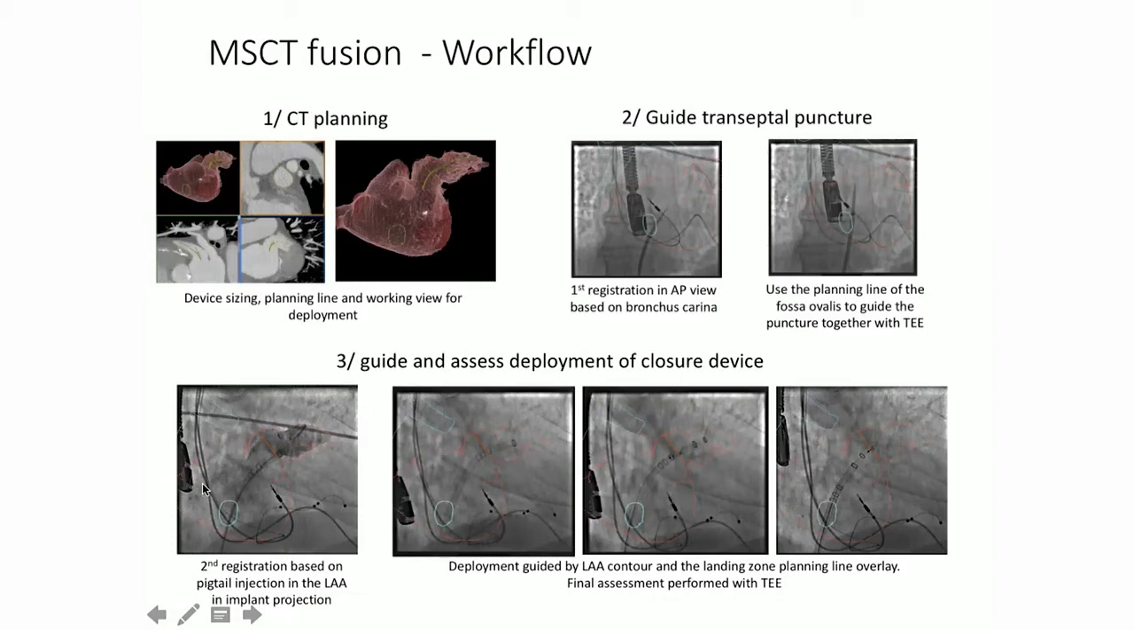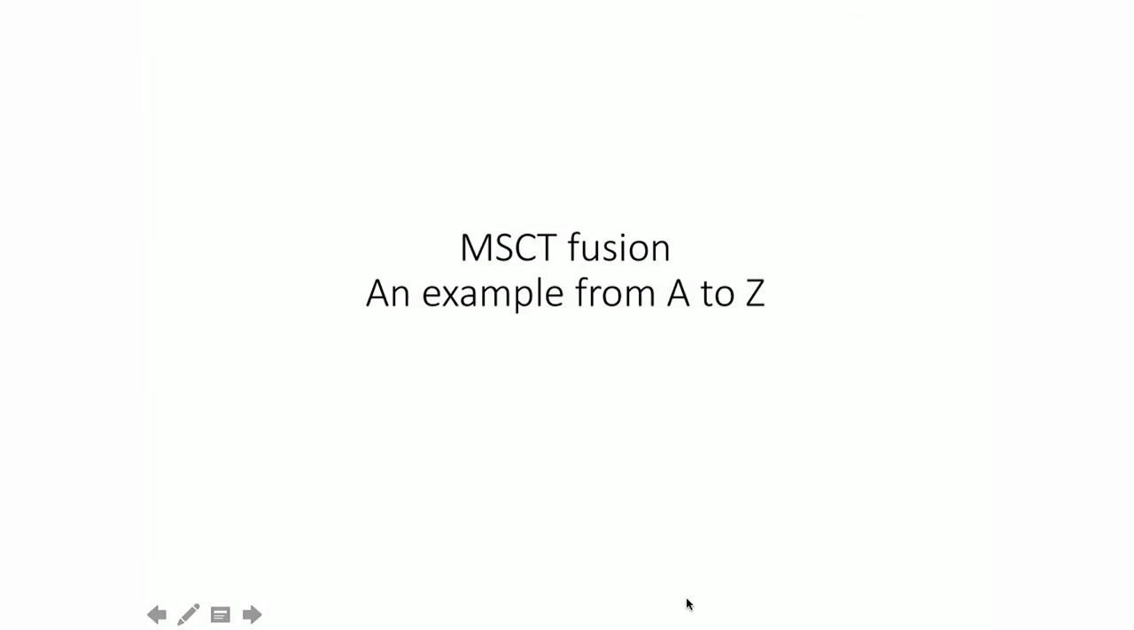Then we perform a second registration based on a pigtail injection of the LAA. So we do a fine-tuning alignment of our MSCT 3D structure based on this injection. And then finally, we perform the deployment of the device guided by the LAA contour and the landing zone planning line. And at the end, we do a final assessment performed with TEE. So this is an example. We'll go through an example from A to Z of MSCT fusion.